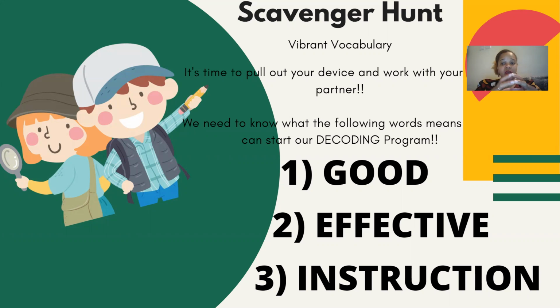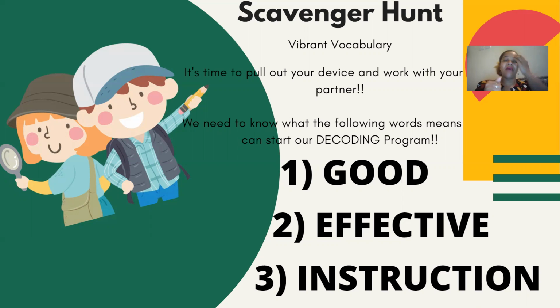Now, here's the thing. Don't type all of it together. I want to know the definition for each word as it relates to what you do in the classroom, because some of these words have more than one definition. So you have to make sure that you find the correct definition in order to understand what we're trying to do when we talk about lesson planning and instruction in the classroom. At this time, I want you to hit pause and go ahead and Google search these 3 words. Once again, good, effective, instruction. Pause.